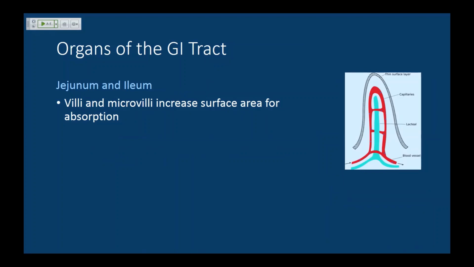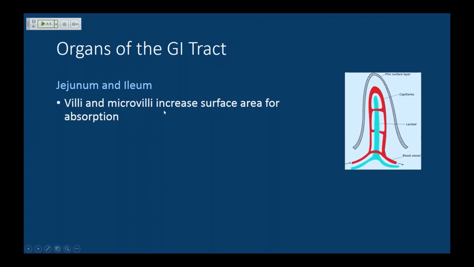Okay, so the first part of the small intestine, the duodenum, is intricately linked in function to both the pancreas and the gallbladder, and it's responsible for the majority of chemical digestion. But as we move forward into the jejunum and the ileum, we're going to change the primary function into more absorption.